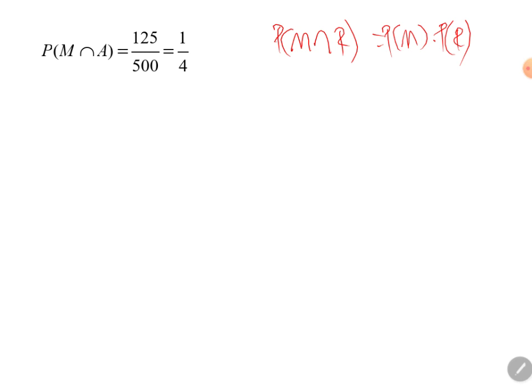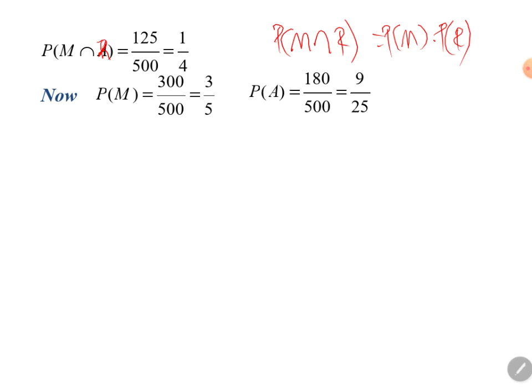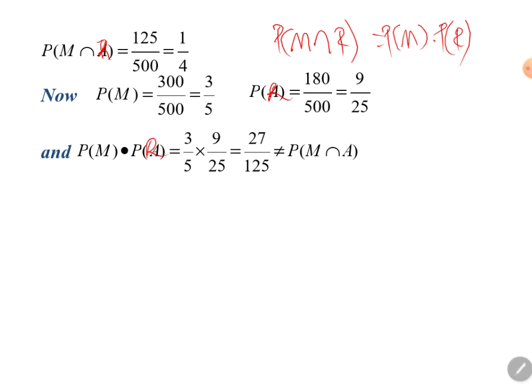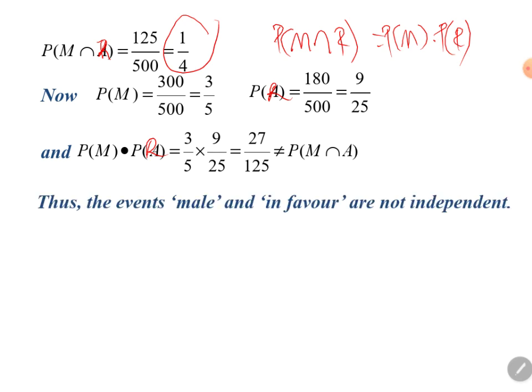From the contingency table, the probability of male intersect in favor is equal to 125/500, which is 1/4. The probability of M is 300/500, which is 3/5. The probability of R in favor is 180/500, which is 9/25. Now multiply them: 3/5 multiplied by 9/25 is equal to 27/125. Is it the same as the data given in the contingency table? No, because from the table we get 1/4. So it is not the same as the probability of M intersect R from the table. So we can say that male and in favor are not independent.